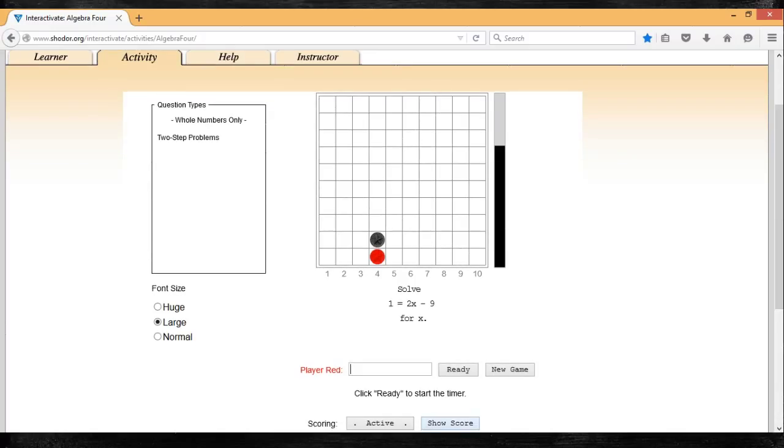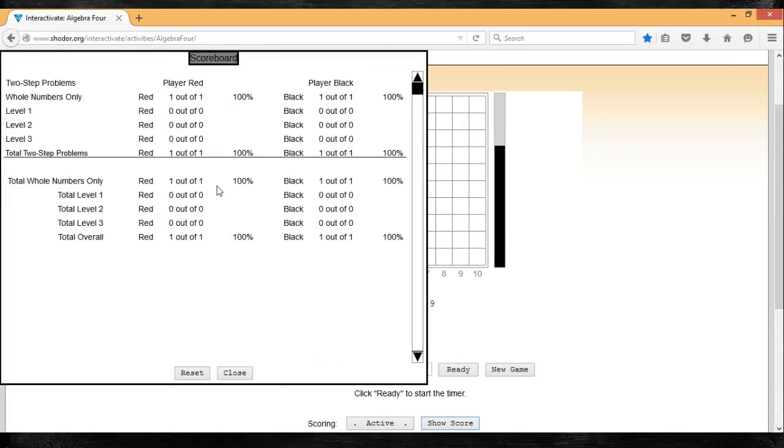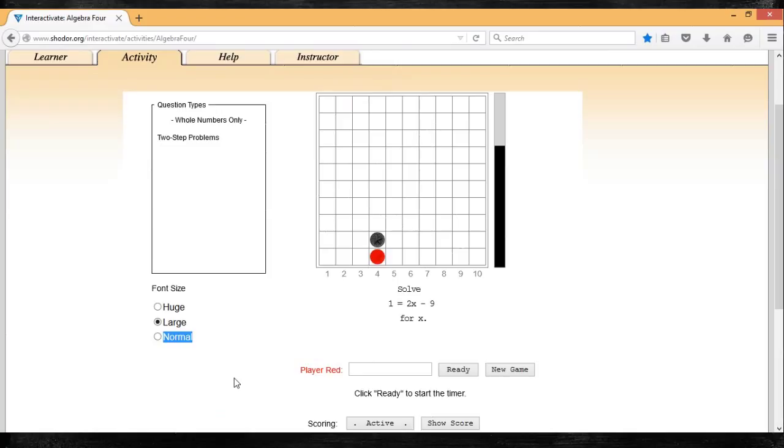And for the teacher real quick, you can go to show score, and it'll tell you, player red got 1 out of 1 right, 100%. Player black got 1 out of 1 right, 100%. So you can see how your students are doing on this game kind of as a quick formative assessment.